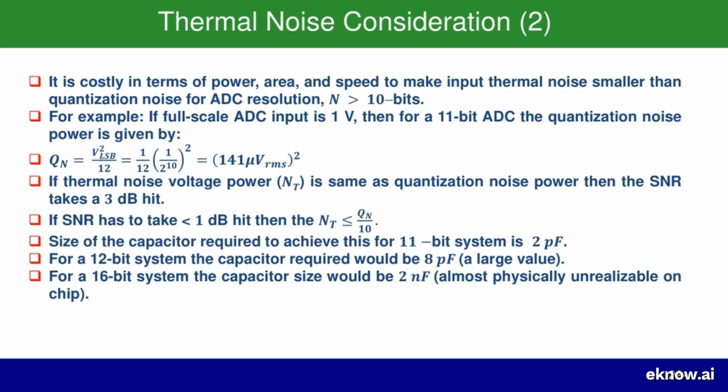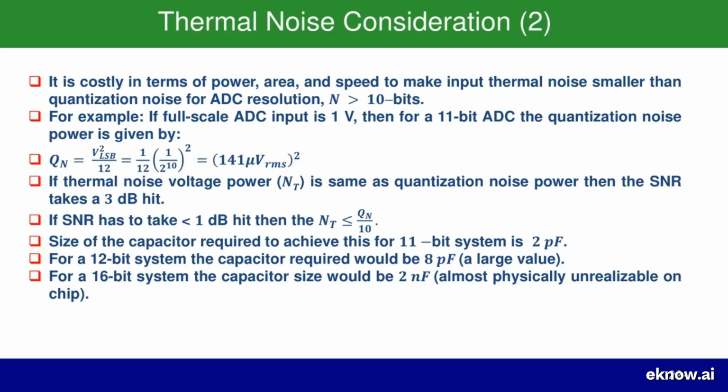Let's look at the concrete example given here to make this clear. Imagine we're designing an 11-bit ADC with a full-scale input voltage of 1 volt. We can calculate the power of the inherent quantization noise, Q_. The calculation shows this comes out to be the square of 141 microvolts RMS. This value itself isn't the key part. What's important is that this is our noise budget. For the ADC to perform like a true 11-bit converter, any other noise sources, like thermal noise, must be significantly smaller than this quantization noise.